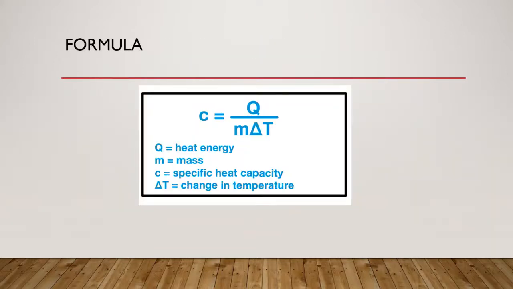Okay, this is the formula for specific heat capacity. C equals Q over m delta T. Q is the heat energy, m is the mass in kilograms, and delta T is the change in temperature. So you need to calculate the change in temperature by subtraction. You take the final temperature and minus the initial temperature, then you get the change in temperature.